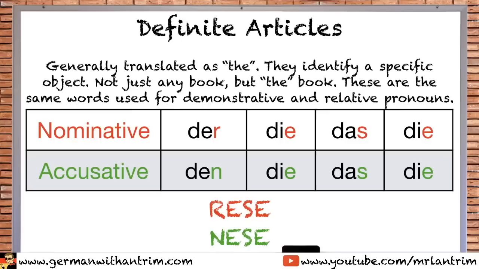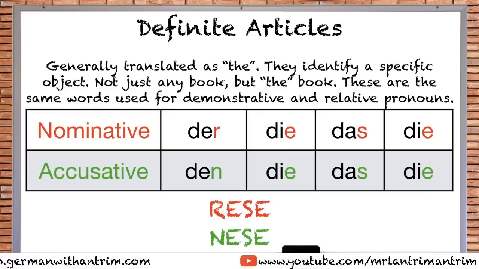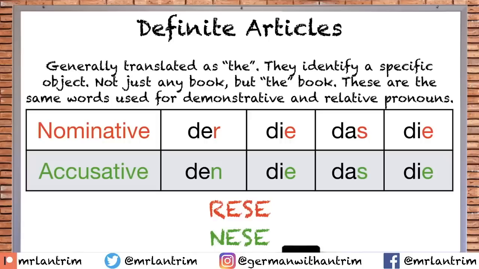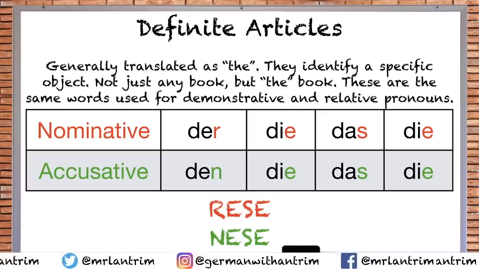Then you have the accusative case, which then goes from der to den. The only change between the nominative case and the accusative case here is the masculine form. Den, die, das, die. In English, we would just say the.